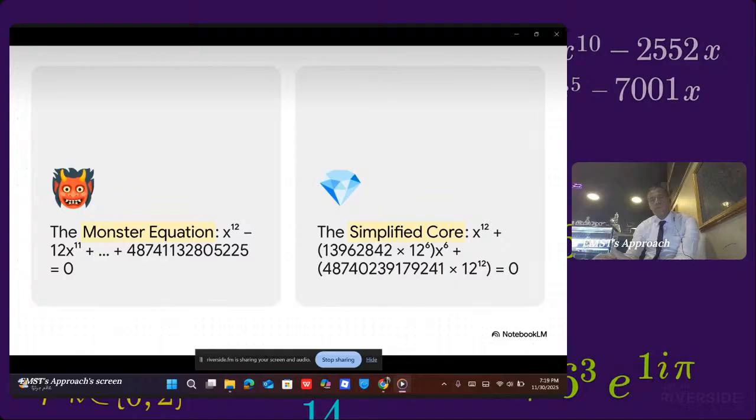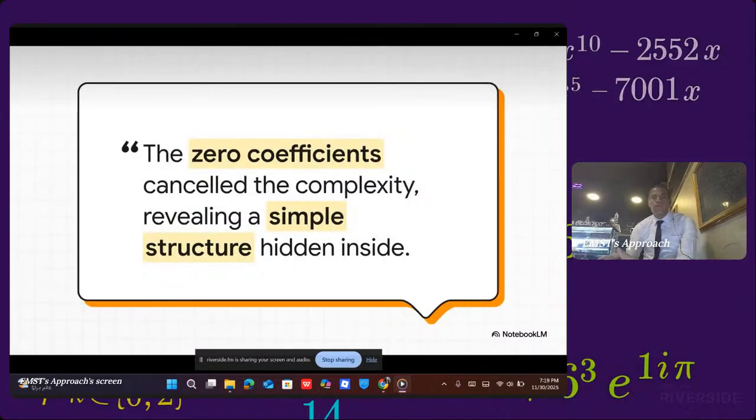All those messy middle terms, the ones with x to the power of 11, 10, 9, and so on, well, since their new coefficients were 0, they just got wiped out. Poof, gone. And that's the whole secret, right there. The theorem didn't just solve the equation, it acted like a filter. It cleared away all the unnecessary, distracting noise and revealed this elegant 3-term equation that was hiding inside all along.